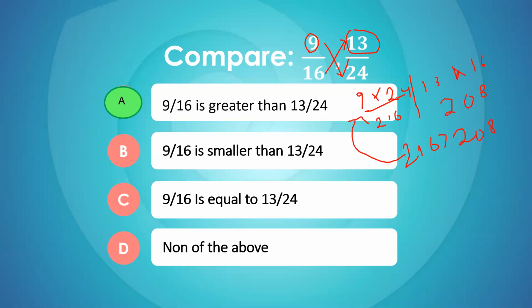We got it from 9 into 24, and in 9 into 24, what is the main number? It is 9, and where did we get this 9? Sorry, from 9 upon 16. Okay, we got this 9 from 9 upon 16, right? So this is the bigger one. That is how 9 upon 16 is greater than 13 upon 24.